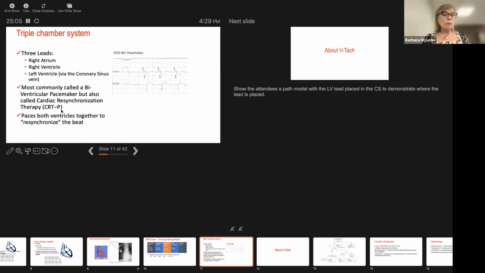Typically, we only do cardiac resynchronization therapy for a wide QRS, a long QT, or somebody who is in class 3 to class 4 heart failure. That is not what he has. He has a dual chamber, not a triple chamber. And when we talk about this, we call it biventricular or CRT, cardiac resynchronization therapy.